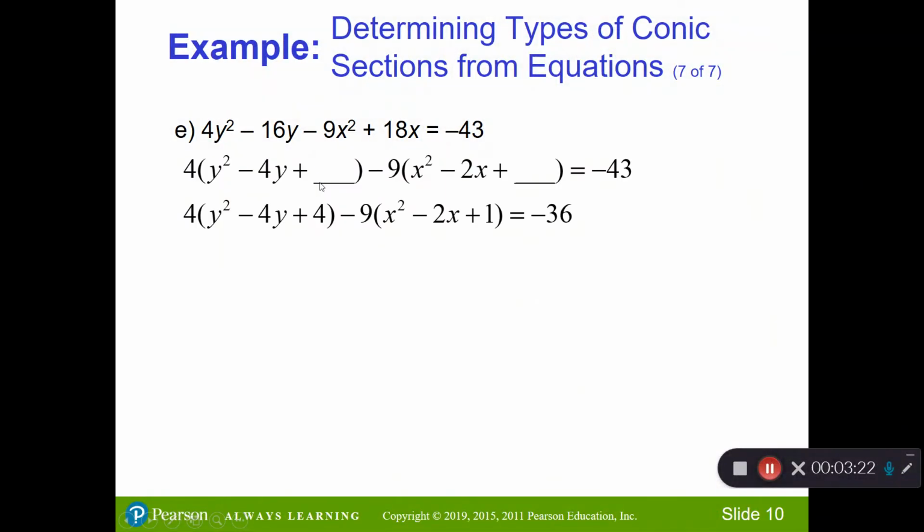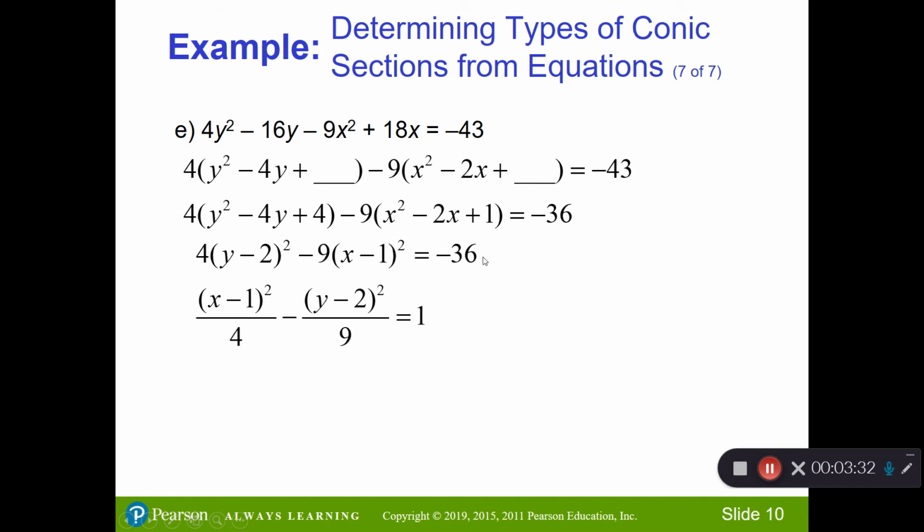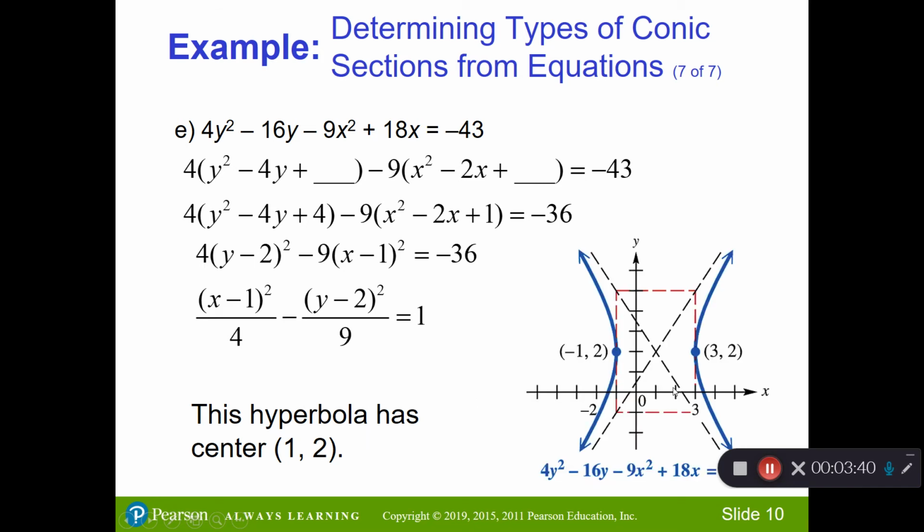And then here we're going to factor out the 4 from the y terms, factor out the negative 9 from the x terms, complete the square on those two, and then divide by the negative 36 to get a 1 over here. This is the perfect form for a hyperbola. There's our information about it and what the graph looks like. So we've got our hyperbola going there.